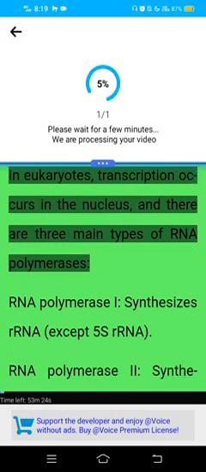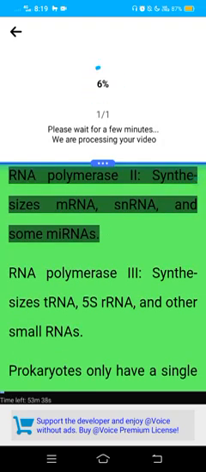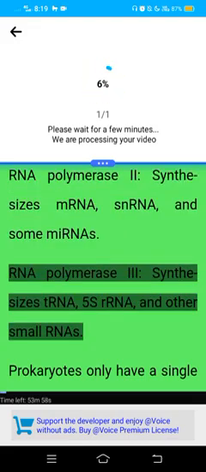In eukaryotes, transcription occurs in the nucleus, and there are three main types of RNA polymerases. RNA polymerase I synthesizes rRNA except 5S rRNA. RNA polymerase II synthesizes mRNA, snRNA, and some other RNAs. RNA polymerase III synthesizes tRNA, 5S rRNA, and other small RNAs.